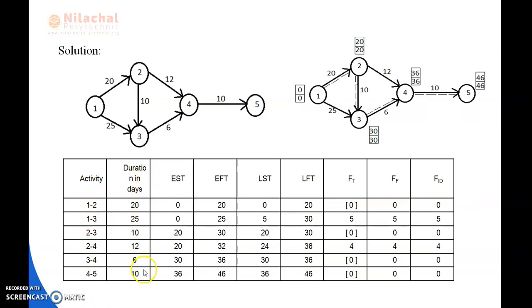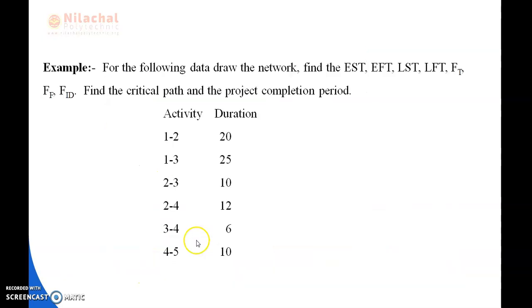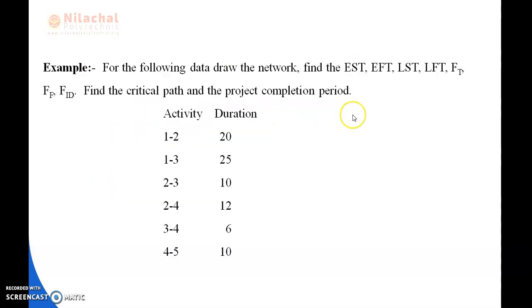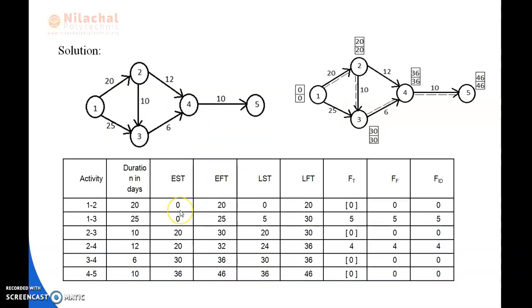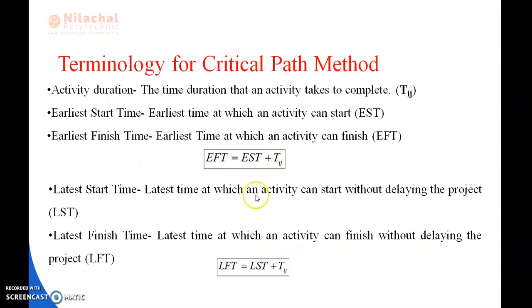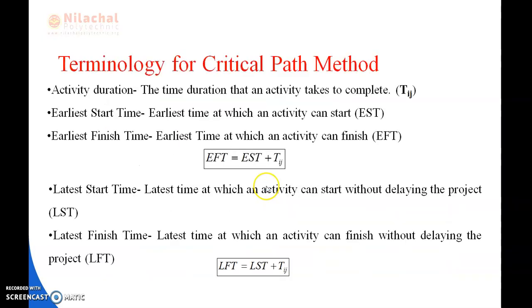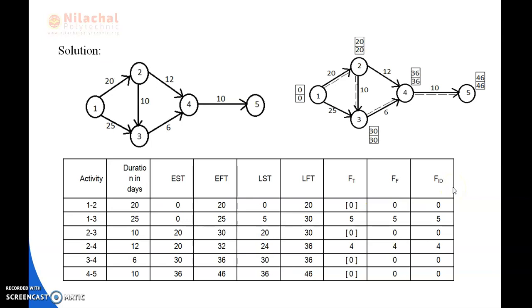Next, the duration in days. Next is EST. As we have known previously, the EST means the earliest time at which the activity can start. For 1 to 2 it is 0, and for 1 to 3 it is 0. Next, how to find the EFT? The EFT formula is EST plus the duration of the activity. Next is LST, the latest time at which the activity can start without delaying the project.